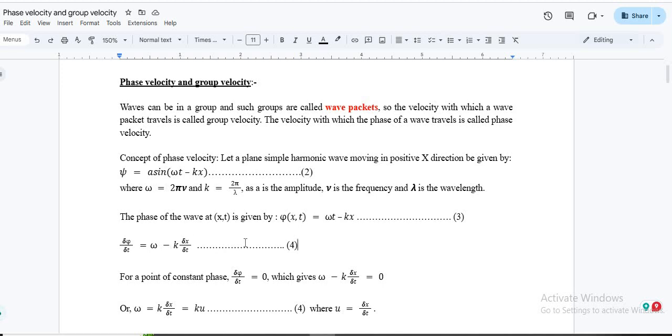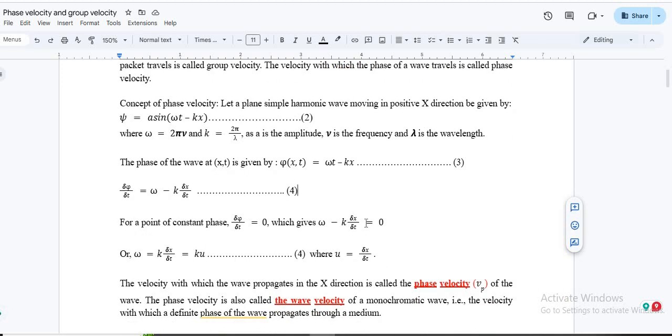So, we are going to differentiate φ with respect to time. When you differentiate this, it will be ω minus k dx/dt. Now, what is dx/dt? We all know that dx/dt is the velocity. For a particular point, if the phase is constant, so if φ is constant, then when you differentiate, this must be equal to 0. So, one can write ω − k dx/dt = 0.